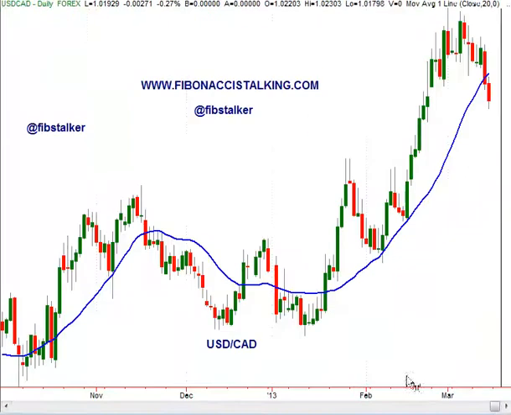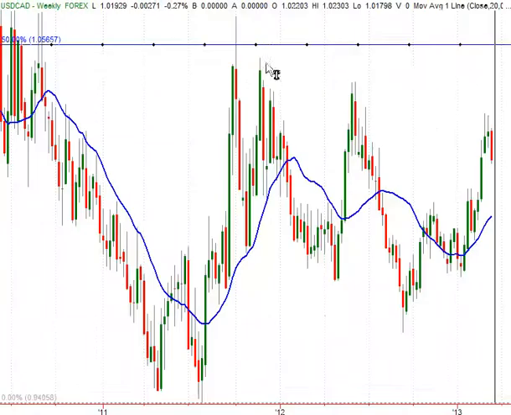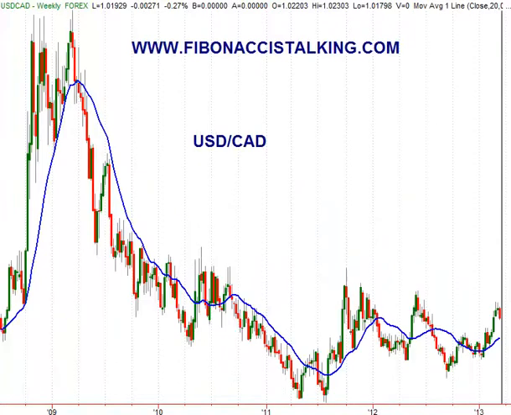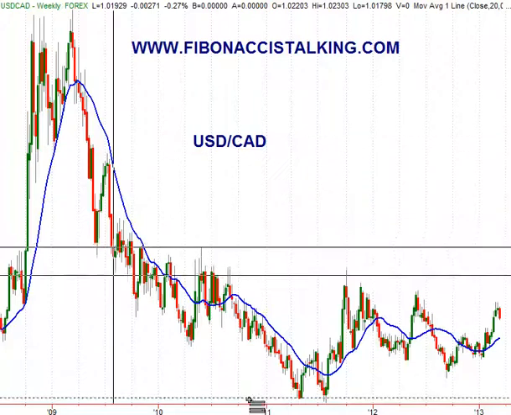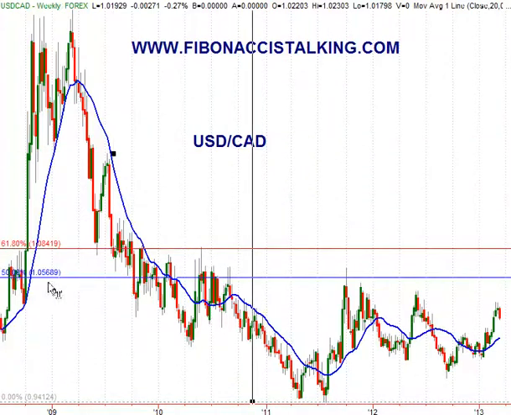Moving to the US dollar versus the Canadian dollar, starting from the weekly chart again. We have here a level of resistance that has been identified, tracing from highs to lows here, and that's the 105.70 area.